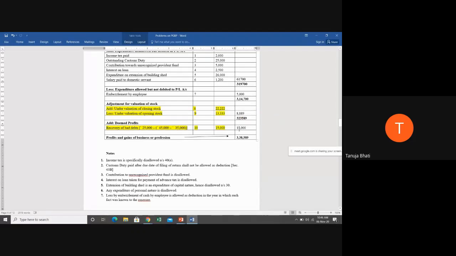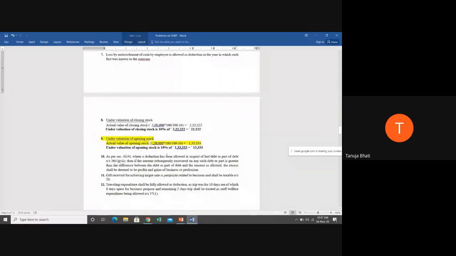Why is it your deemed profit? Because earlier you had taken a benefit of it by deducting that amount from your net profit. Now, since you have recovered that amount back, you have to add it back to your net profit. The theory of this we have already seen. Let us see point number 10.